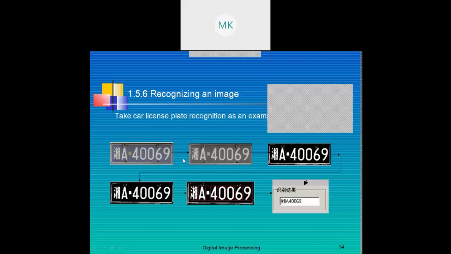The next step is representation and description, that is, representing and describing an image. It always follows the output of the segmentation stage, which usually gives raw pixel data constituting either the boundary of a region or all points in the region itself.